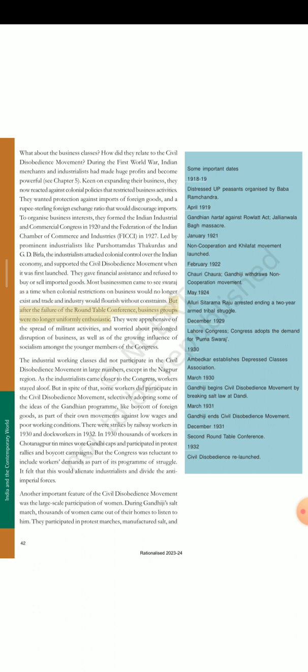But after the failure of the Round Table Conference, business groups were no longer uniformly enthusiastic. They were apprehensive of the spread of militant activities and worried about prolonged disruption of business, as well as of the growing influence of socialism amongst the younger members of the Congress.